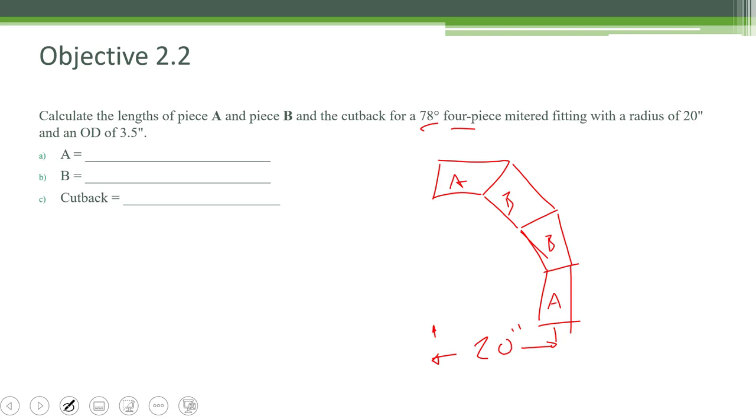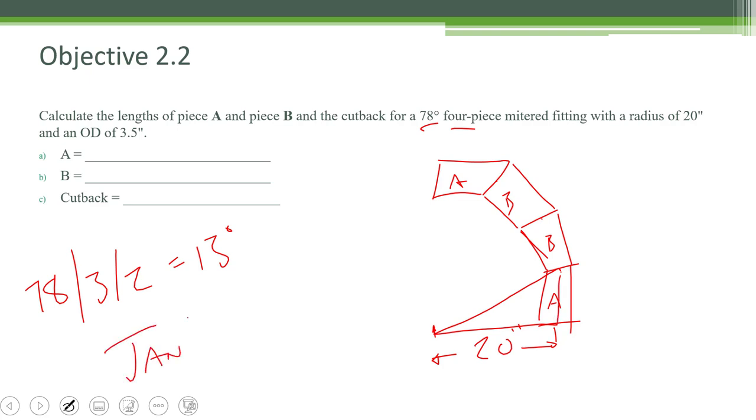Okay, so the first thing I have to do is find my miter angle. And again, how I do it is a little different than your book. I just go 78 divided by the number of welds, 1, 2, 3, divided by 3, divided by 2. Your book would go 78 divided by 3 times 2. Either way, you'll get the same. Anyways, 78 divided by 3 divided by 2 should be 13 degrees. So I can draw that in now.